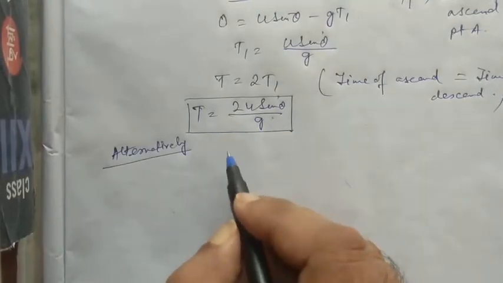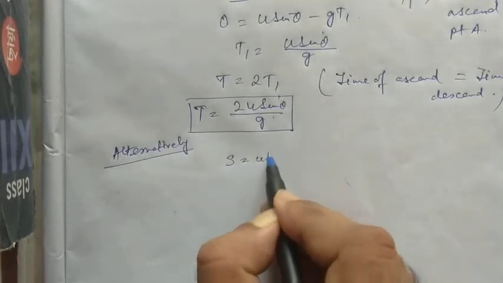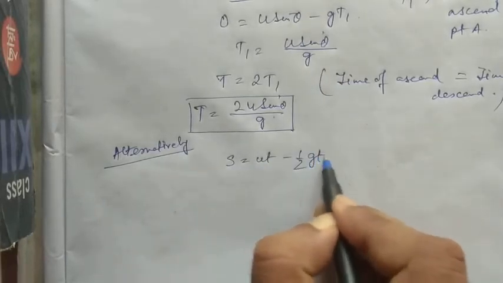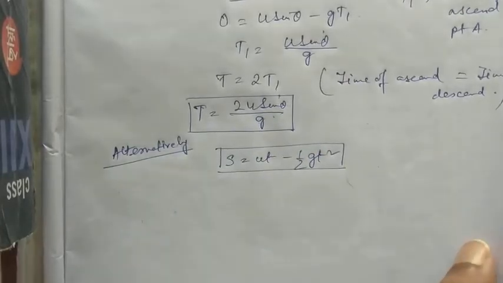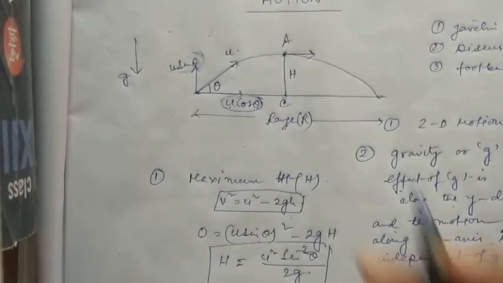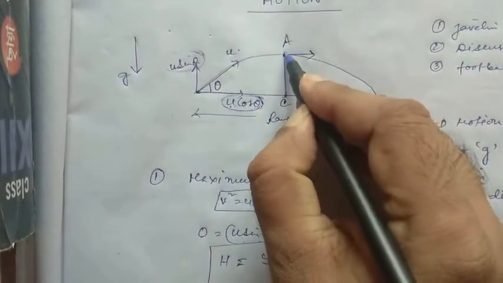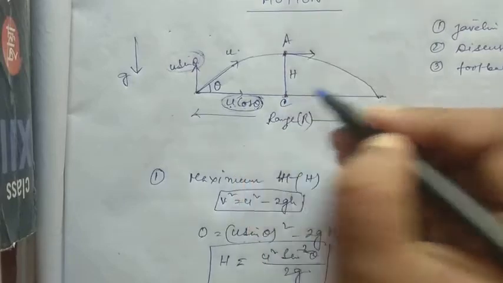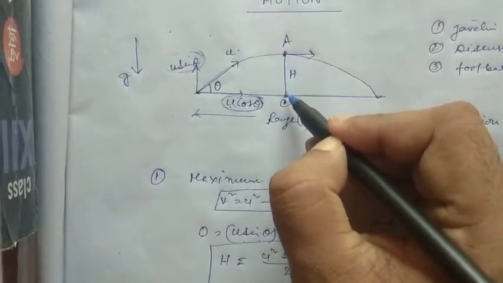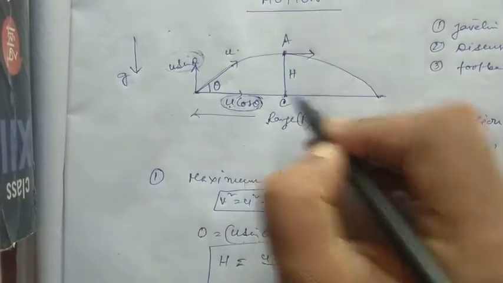Alternatively, we can also use the formula s is equal to ut minus half gt square to find the time of flight of the projectile. As the particle moves up from this point to point A and gets back to point C, the displacement of the particle is 0.